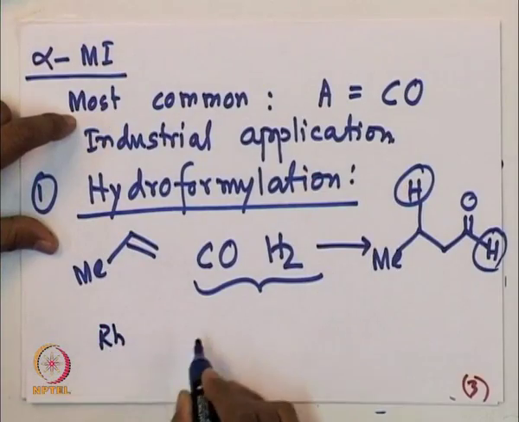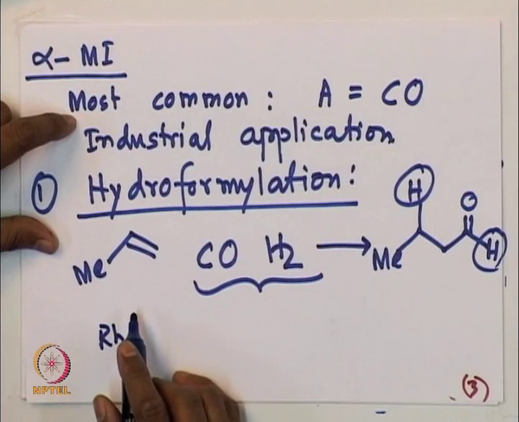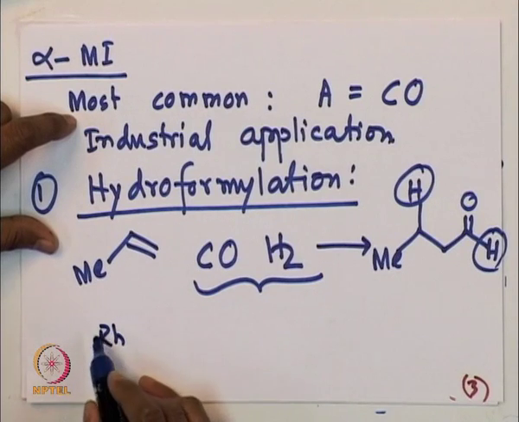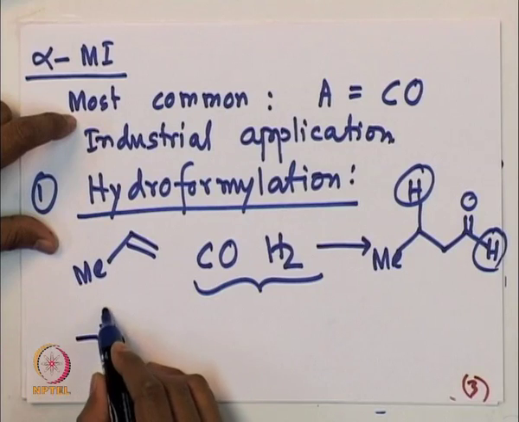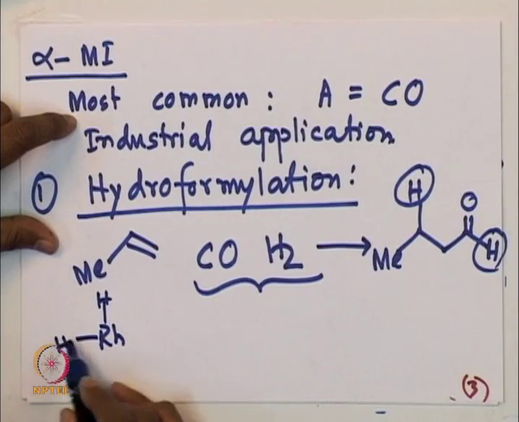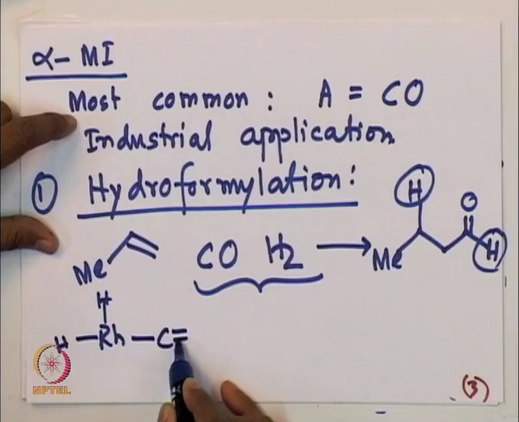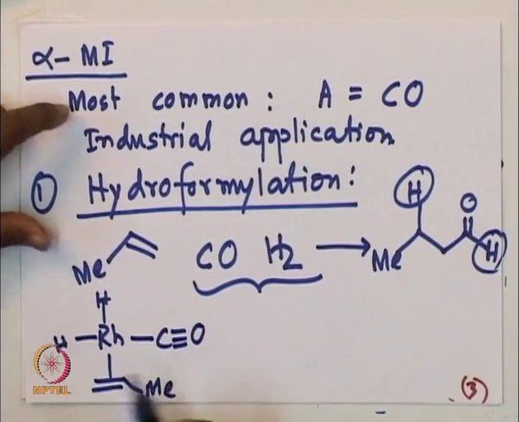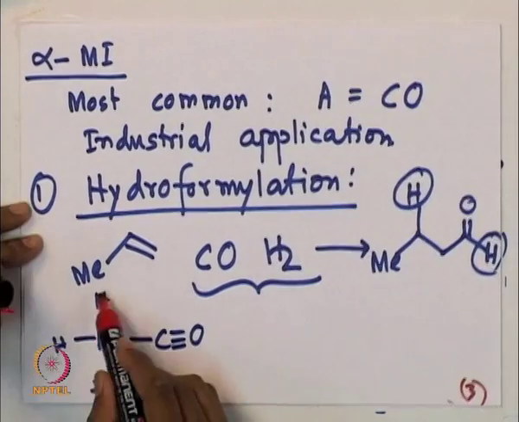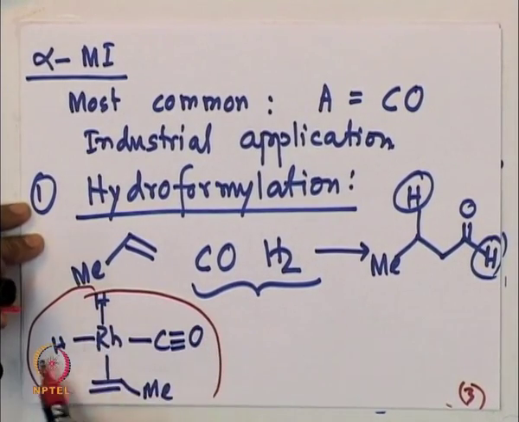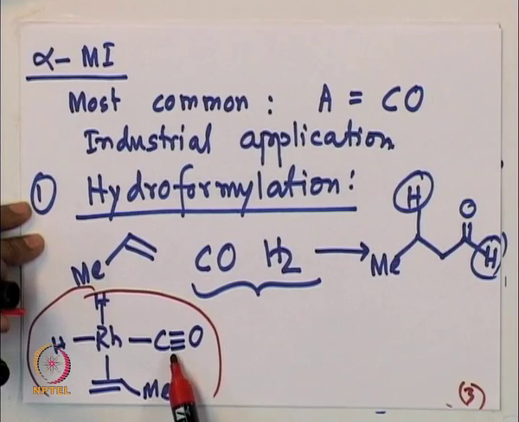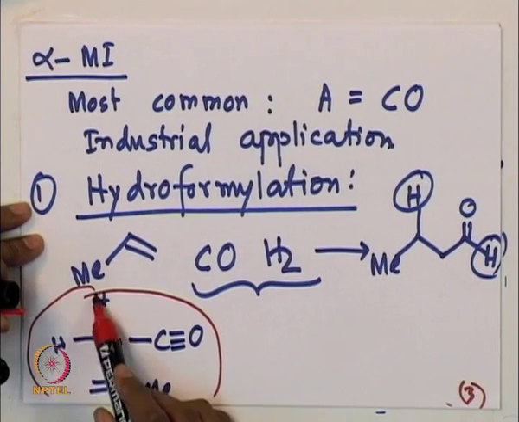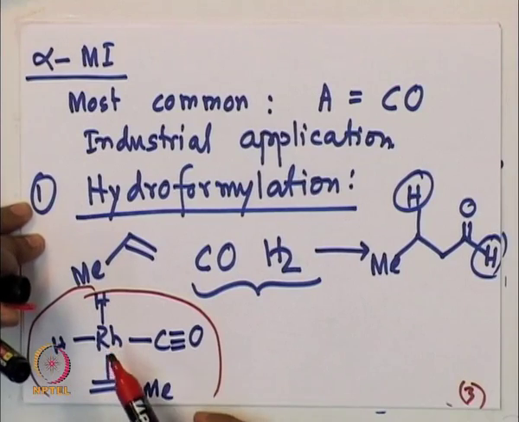Let us try to write down the reaction. So, you have, let us say, a rhodium species, it could be rhodium or cobalt, usually a rhodium or cobalt catalyst. It is a dihydride species, again I am not discussing the mechanism in detail. So, you have this intermediate where you have carbon monoxide, olefin and hydrides attached to the rhodium.